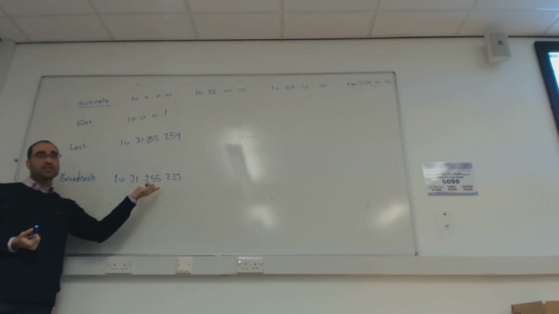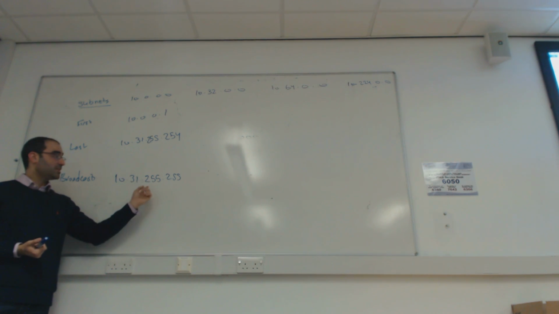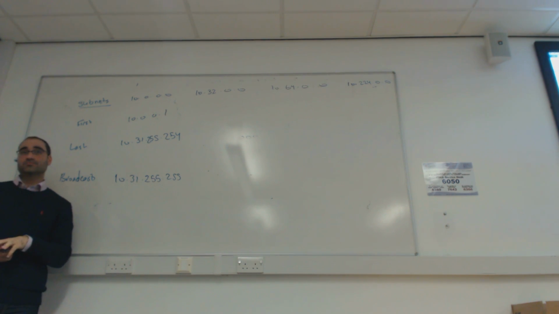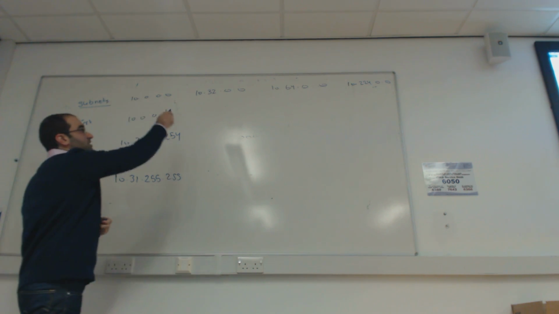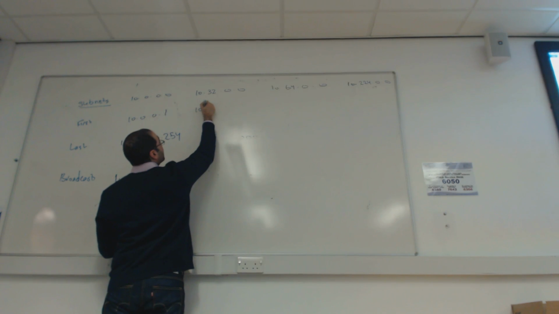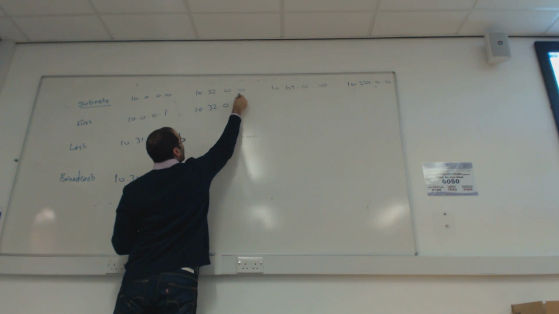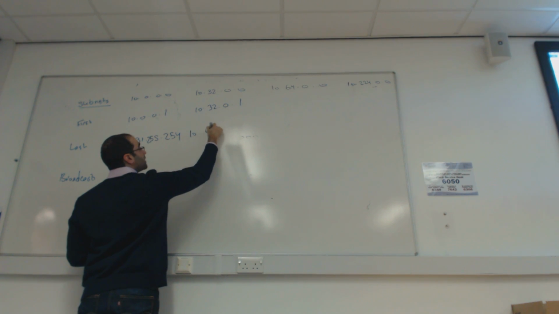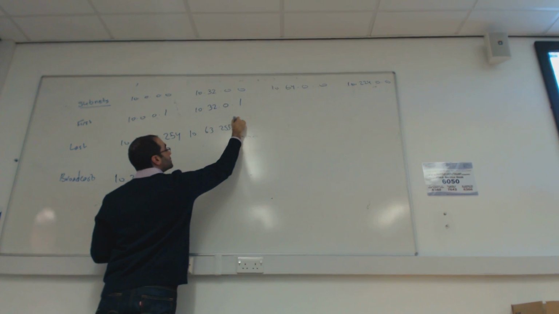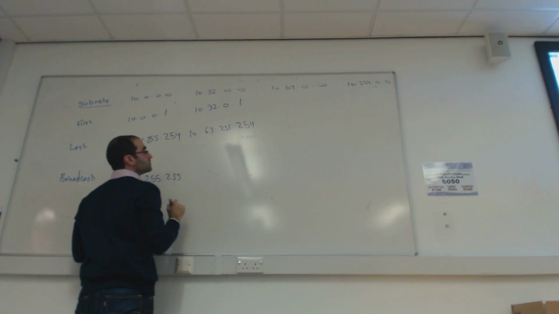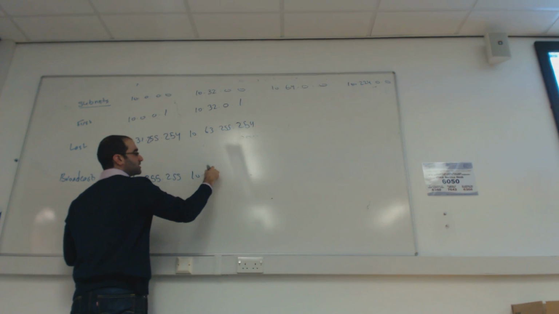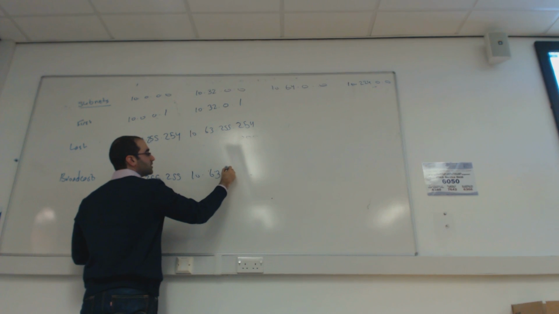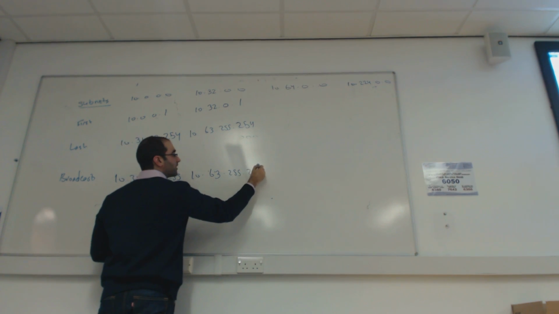If that was a network, then that's fine. If it's an interesting byte, you increment it. If it's a host, it deals the same as this one. Let's do the second one. That's 10.32.0.1. Last one, 10.63.255.254. Broadcast, 10.63.255.255.